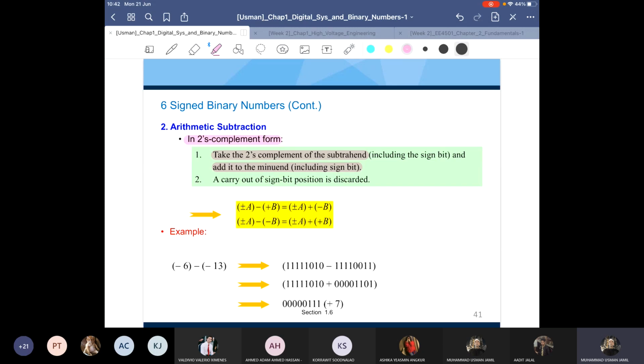The meaning is this: take the subtrahend, including the sign bit, and add it to the minuend. Minuend means the main number to which you want to add. Add it to the minuend, including the sign bit. Then the second step is that a carry out of the sign bit position is discarded.